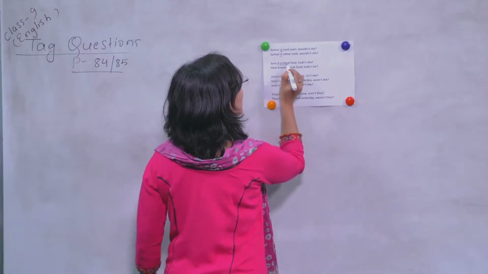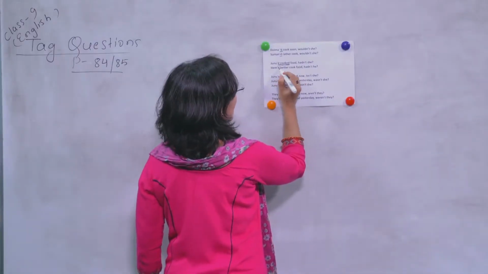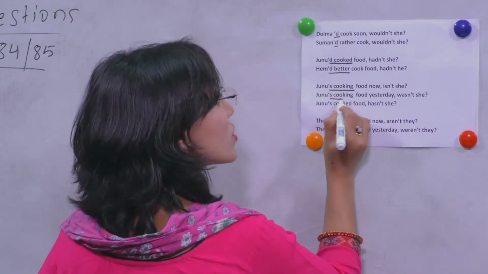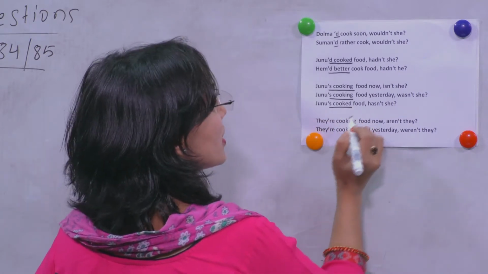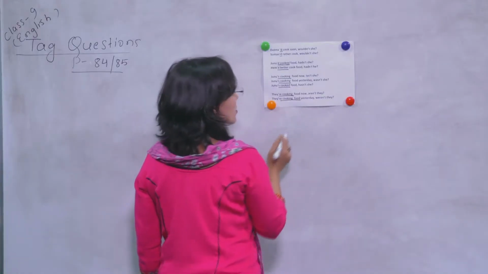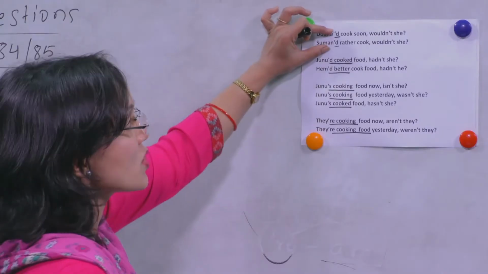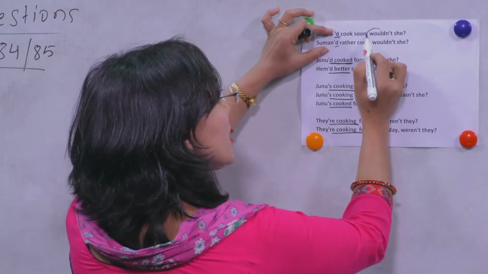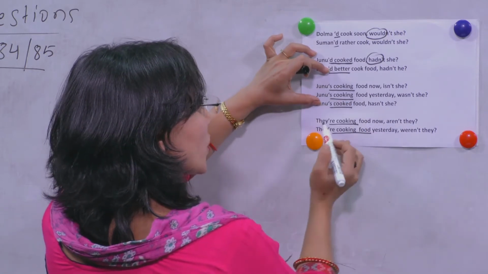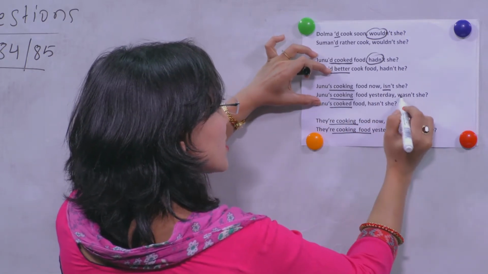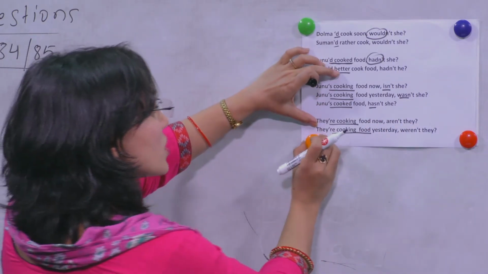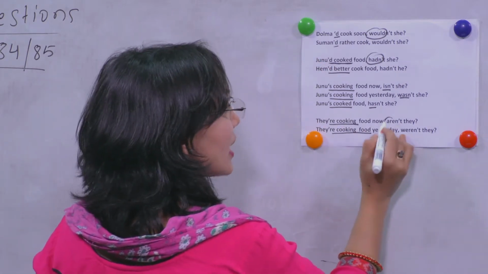Junu would cook food. Hemd better cook food. Junu's cooking food. Junu's cooked food. And they're cooking food. So sometimes for the same contraction we use would, but sometimes had, and is. The apostrophe contracted form can be is, was, or has. Now what is the reason behind these differences? Sometimes they are cooking, aren't, and sometimes weren't.